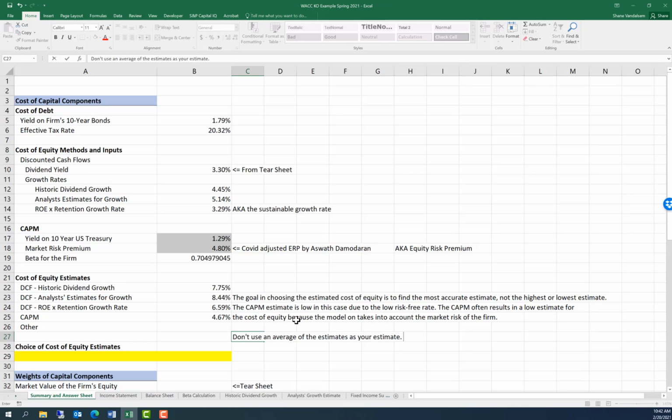So we've already said the CAPM model in this case gives us a low estimate, and probably, in my opinion, too low. The average investor in Coca-Cola probably would not be satisfied with a return on their investment of 4.67%. So that's one thing to ask yourself when you look at that. If you're using an average of these estimates and you're including the CAPM, well, it's a bad estimate. So an average of bad estimates is a bad estimate.